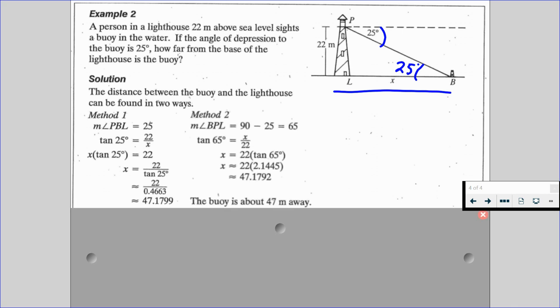Method number 2: the measure of angle BPL is 90 degrees take away 25, so that's going to be 65 degrees. Let's fill that in real quick. So BPL right here is going to be 65 degrees. Now the tangent of 65 is equal to x over 22, because it's our opposite over adjacent. To get x all by itself, we multiply both sides by 22 and find the tangent value of 65. Again, we get approximately 47.1792. So that means the buoy is about 47 meters away.